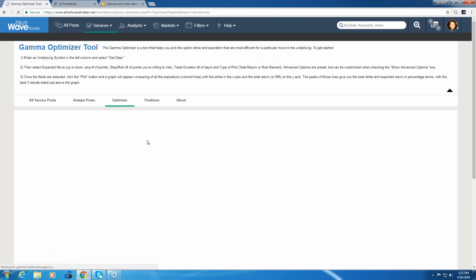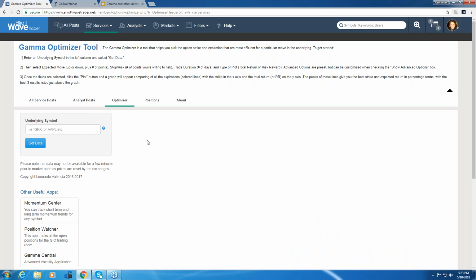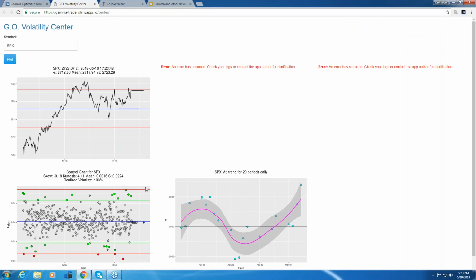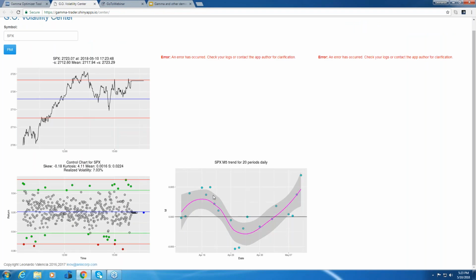Of course. We have the long game optimizer, but we also have a few other tools like the momentum center, which, because the market is closed, I don't think we can see much of. Let's see what we get for the momentum center here, where you can see intraday momentum action in the market. Okay, you can see a few charts. The momentum center is very useful.